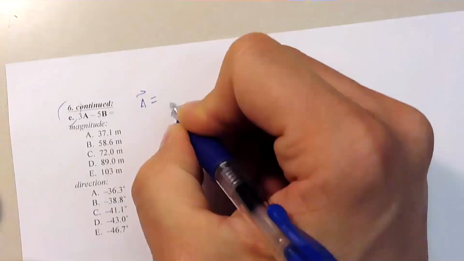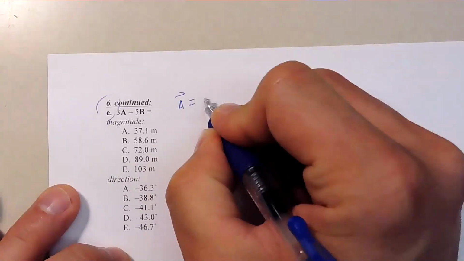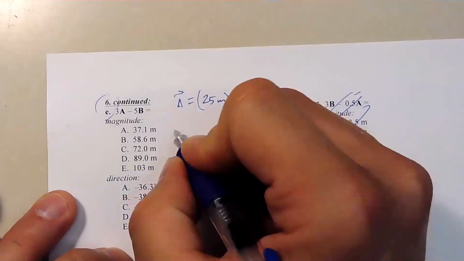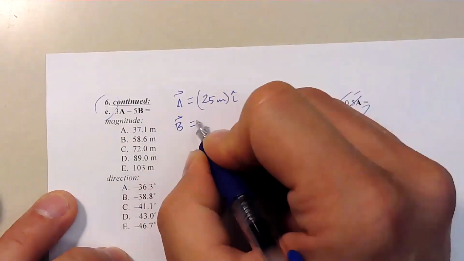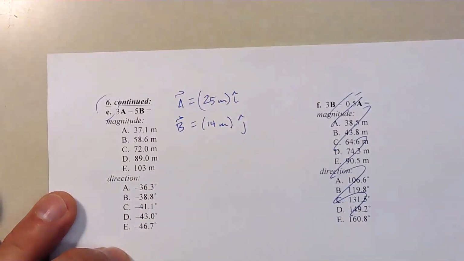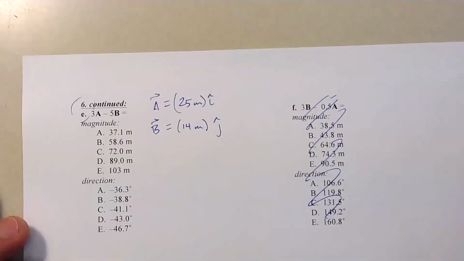Vector A is equal to 25 meters in the positive i hat direction. Vector B, from the description of the problem, is 14 meters in the positive j hat direction. If I were to try to sketch these, just to visualize what these look like, what would they look like?